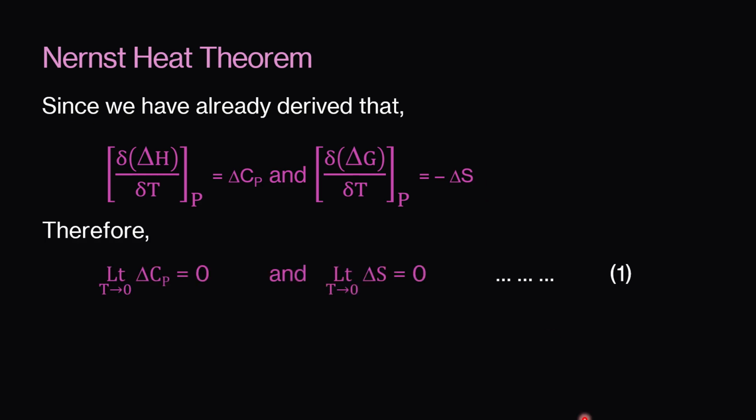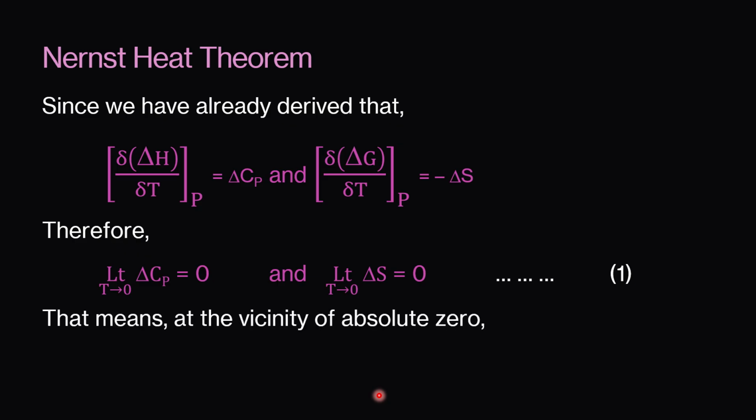So, we can conclude that the limiting value of delta Cp at T tends to 0 must be equal to 0. And the limiting value of delta S at T tends to 0 will also be equal to 0. Minus delta S if 0, then plus delta S will also become 0. And this is the first equation.